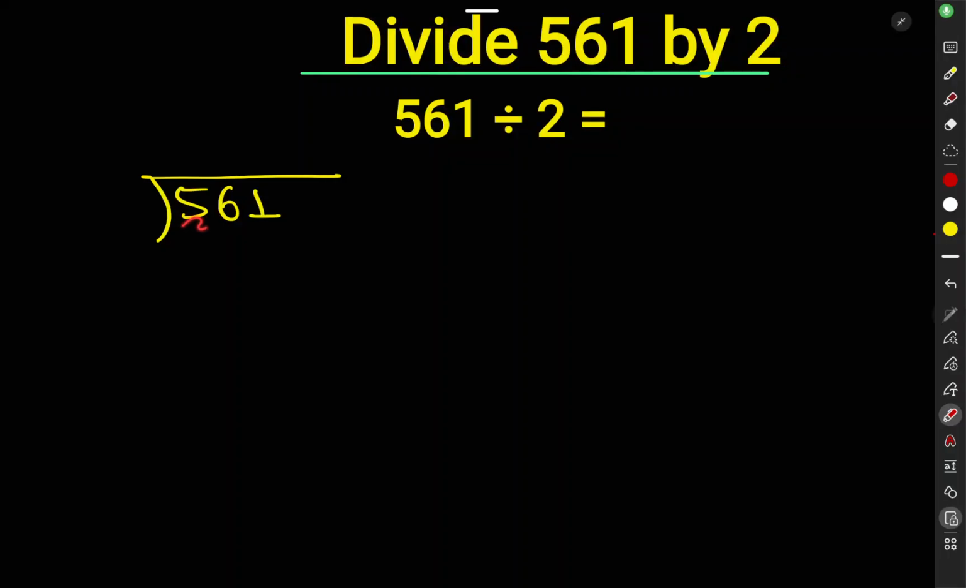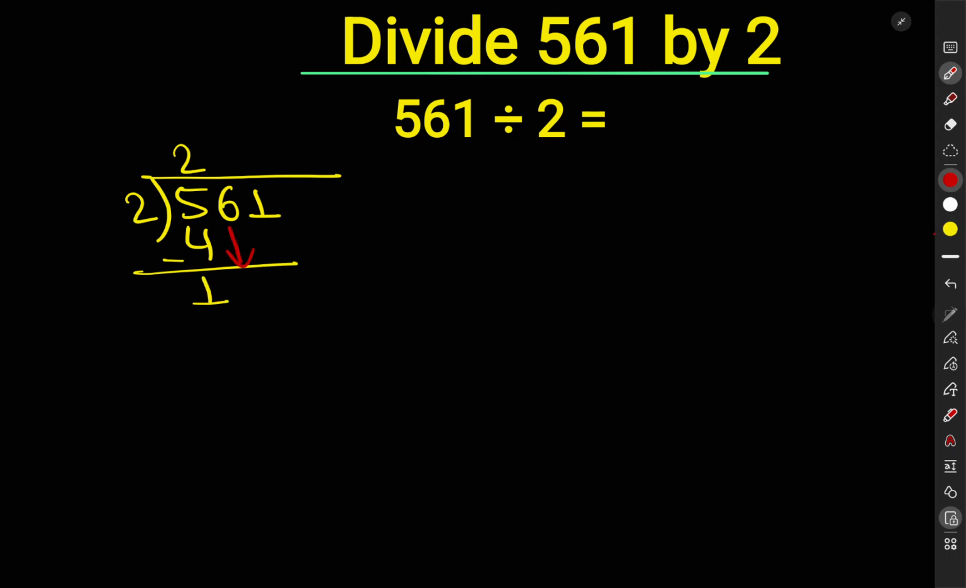We divide 561 by 2 in a long division method. 2 times 2 is 4. On subtracting we get 1.